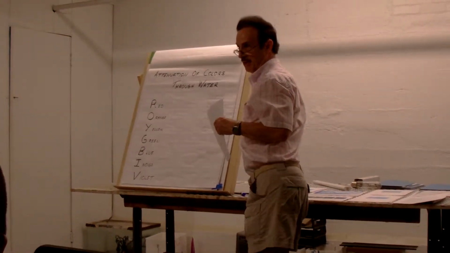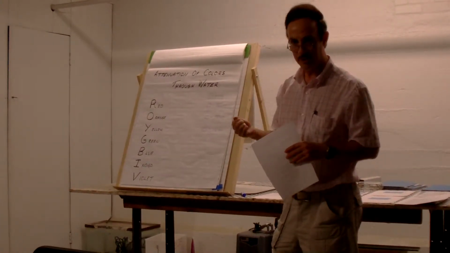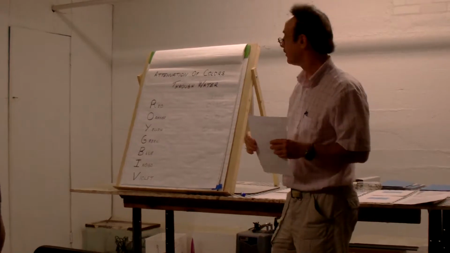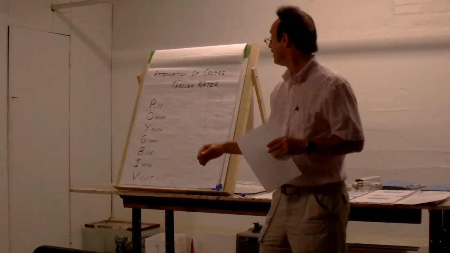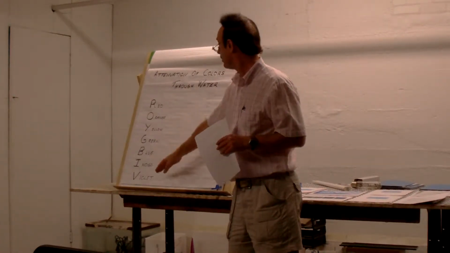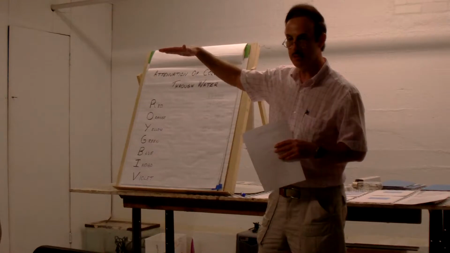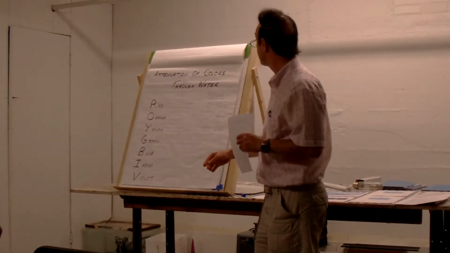Any scuba divers in the room? Okay. Perhaps in your diving certification, they'll mention this acronym, Roy G. Biv. This stands for red, orange, yellow, green, blue, indigo, and violet. And this is the sequence of colors which are filtered out the deeper you go in the ocean.